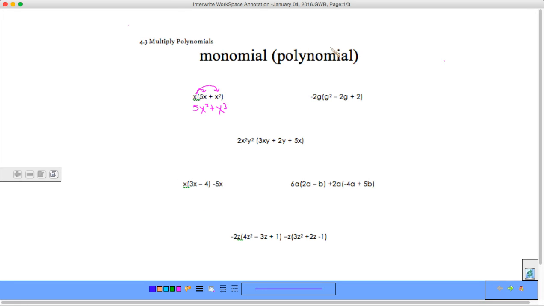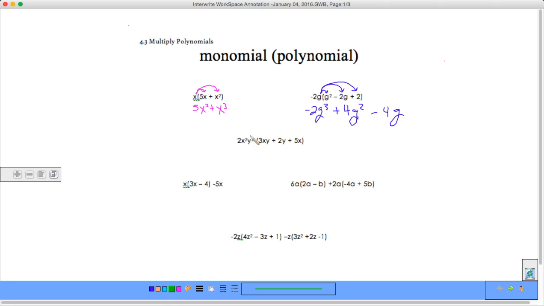Moving over, let's try distributing this one. We're going to multiply here. Negative 2g times g squared is going to be negative 2g to the third. Then negative 2g times negative 2g. Negative times a negative is a positive. 2 times 2 is 4. G times g is g squared. Then we have negative 2g times 2, which is going to be negative 4g. And that one's done.